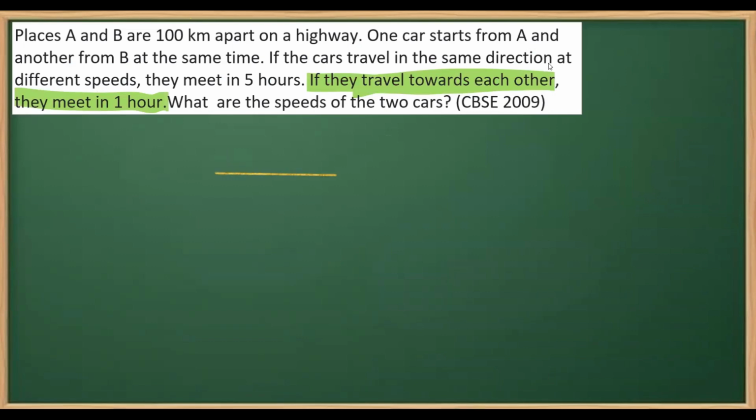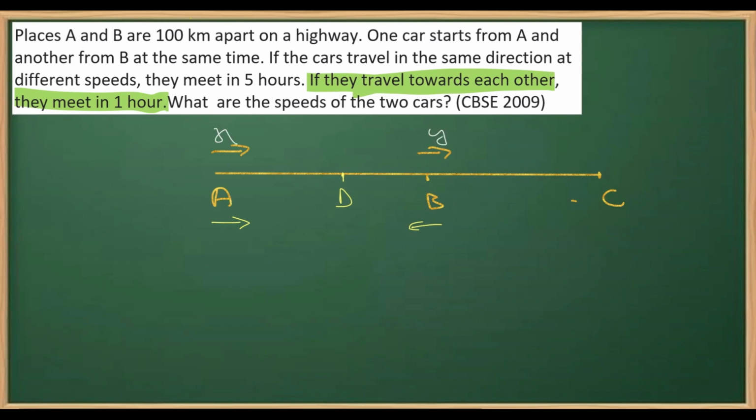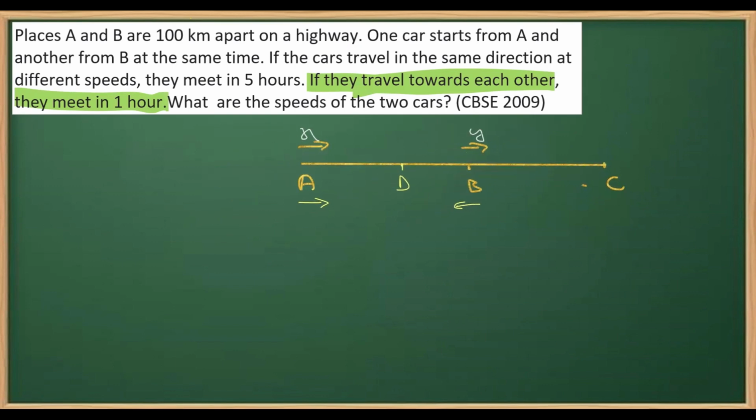I took the car A over here, and B is over here. When they are moving in the same direction, they are meeting at, say, point C. And when they are moving in opposite directions towards each other, they are meeting somewhere between A and B. Let's say it is point D. Once we are done, we can take the speed of, say, each car. Let's say I took the speeds of the cars as x and y. This is the information that you should have before working out the question.